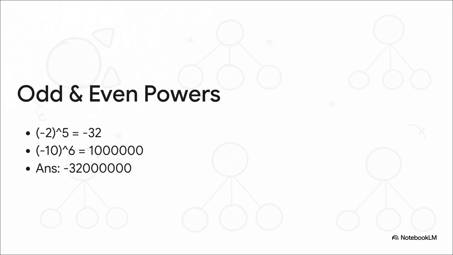Final question, the sixth bit. Minus 2 to the power of 5 into minus 10 to the power of 6. Carefully check the powers here. 5 is an odd power, so minus 2 to the power of 5 actually stays negative. 2 to the power of 5 is 32, so it becomes minus 32. But 6 is an even power, so minus 10 to the power of 6 turns into a positive 1 million. Finally, multiply minus 32 by 1 million. And our final answer is minus 32 million.